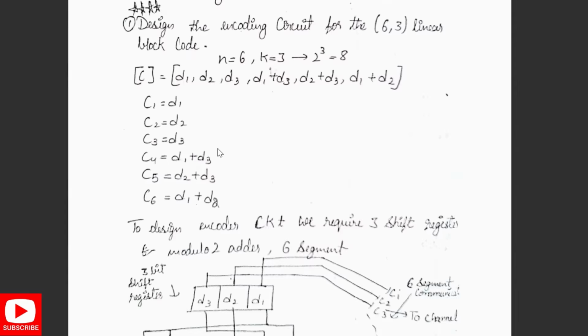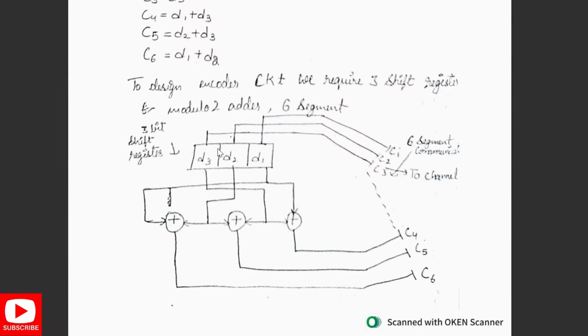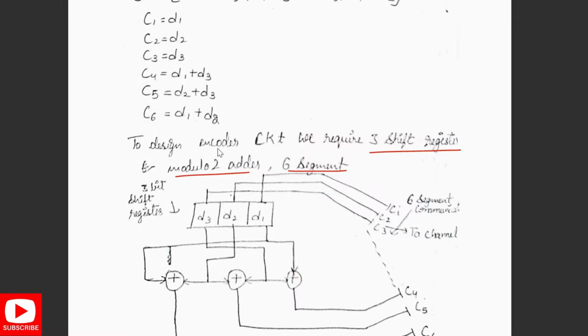You have to draw an encoding circuit for a (6,3) linear block code. (6,3) means n is 6 and k is 3, so again we have 8 data words that we have to consider. C1 is similar to what we did in the last one. The same way you have to write that table, substitute the matrix, and find out C2, C3, C4, C5, C6. Now to design the encoder circuit, we require 3 shift registers and 3 modulo-2 adders. So how do you design it? You first place the 3 modulo-2 adders and place the 3-bit shift register. These are the 3-bit shift register. So using these equations, you have to write the circuit.